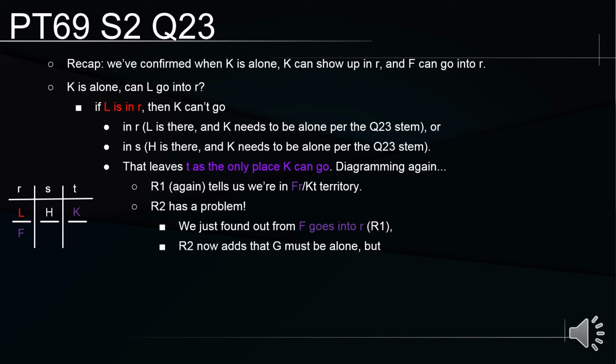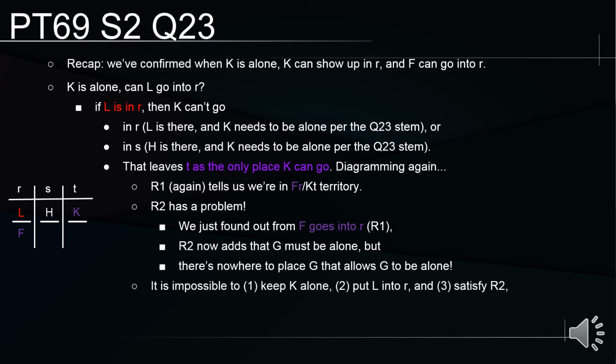We also can't make F alone because LHK was already kind of taking up that first row. So there's no way for us to get G to be alone, and G does have to be the one to be alone as per Rule 2 right now. But there's no way for us to do that. There's no way to place G that allows G to be alone. So because it is impossible to keep K alone, put L into R, and satisfy Rule 2, we have figured out that L cannot go into R, while we have proven that F can and K can. So that means that we get to eliminate answer choice A and select B.